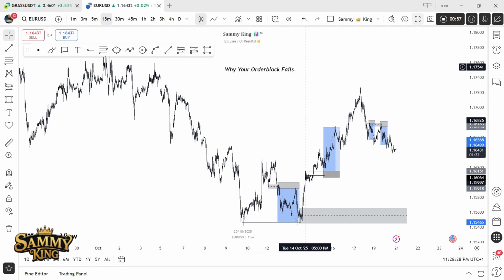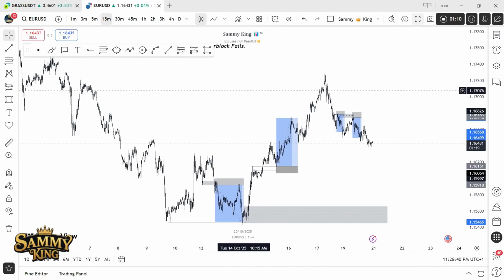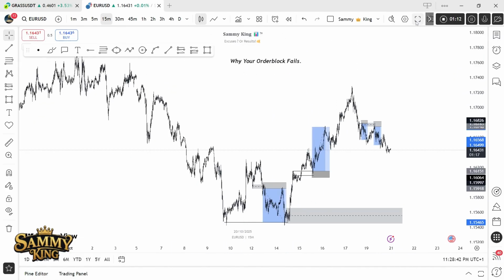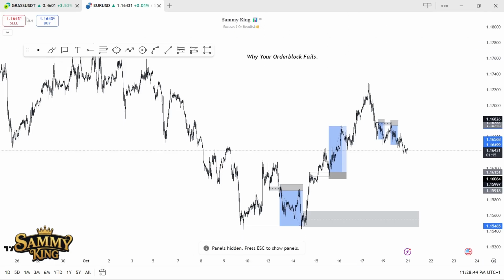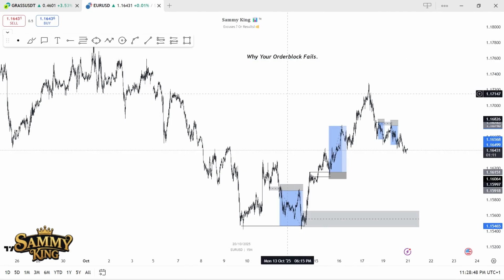Now, the more you study, the more you look, the more you actually see. That's the thing with technical analysis, and that's the thing with trading. So, let's go to the chase and get straight to it. Now, one of the reasons why your order block fails is because you are trying to either buy from the wrong place or sell from the wrong place.